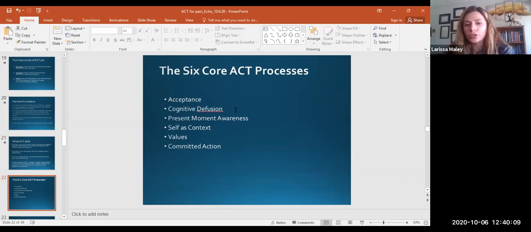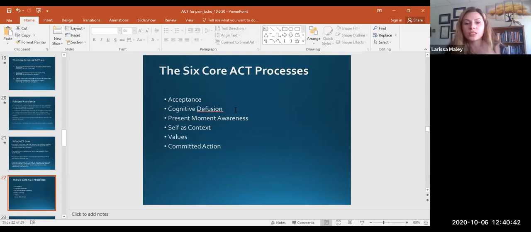So there are 6 core ACT processes that are part of this: acceptance, cognitive diffusion, present moment awareness, self as context, values identification, and then committed action. And I'm going to go through each one of these and just give you a brief example of what these techniques would be. Now, to do a full course of ACT would be anywhere from 16 to 25 weeks, depending on the protocol and the individual. So you would work through these 6 core processes and have multiple sessions for each.